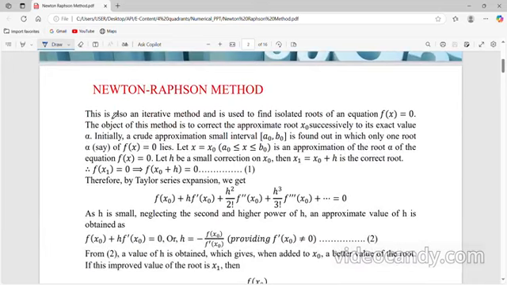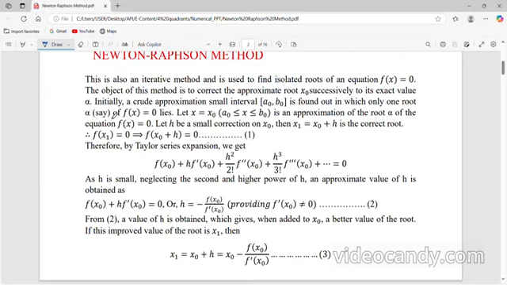This is an iterative method and it is used to find isolated roots of an equation f(x) = 0. The object of this method is to correct the approximate root x0 successively to its exact value alpha. Initially, a crude approximation, a small interval a0 b0, is found out in which only one root alpha of f(x) = 0 lies. Let x = x0, where x lies between a0 and b0, be an approximation of the root alpha of the equation f(x) = 0.